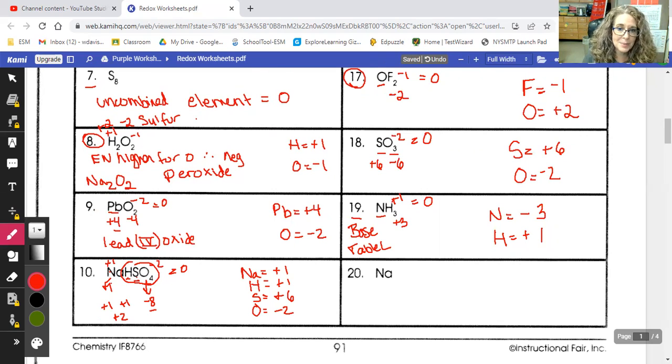All right, last one. I just have one capital letter. That means this is just the element sodium. And it's not combined, so it's uncombined. There we go, there's my spelling. It is uncombined. So the oxidation state in this case is going to be equal to 0. No electrons lost, no electrons gained.